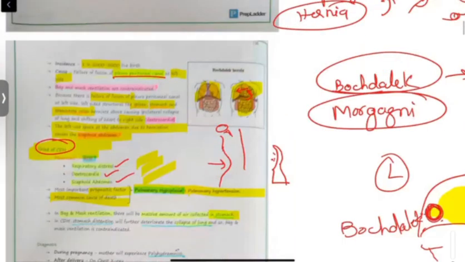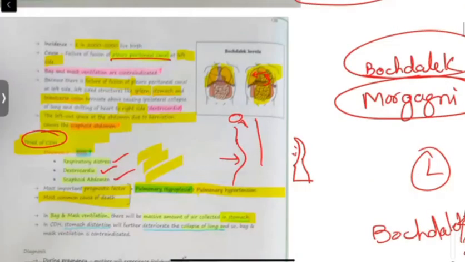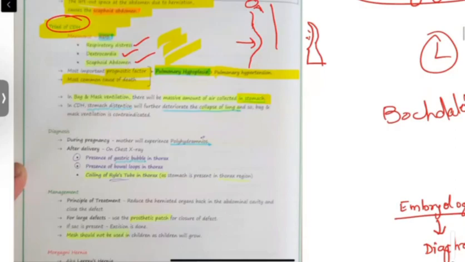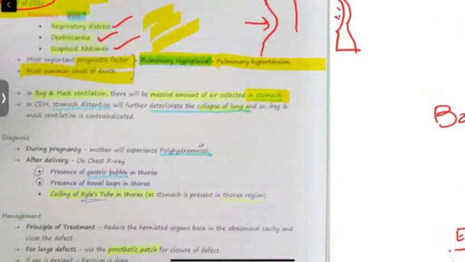So basically we are not pushing air only into the lungs, we are pushing air into the stomach as well, and the stomach has herniated and it will start getting dilated. If there is proper bag and mask ventilation, it should go to the lungs, but some amount of air will also go to the stomach. Because of that, there is increased risk, and hence it is contraindicated in case of congenital diaphragmatic hernia.